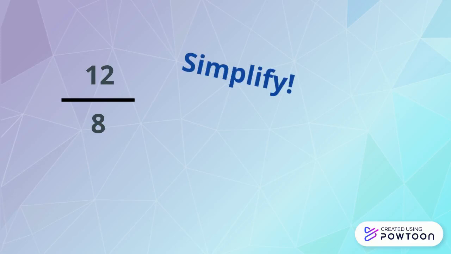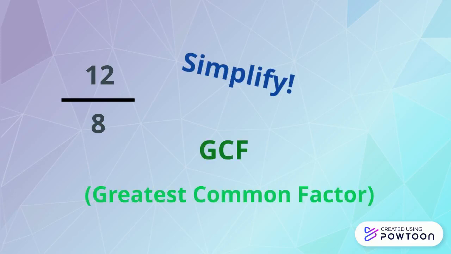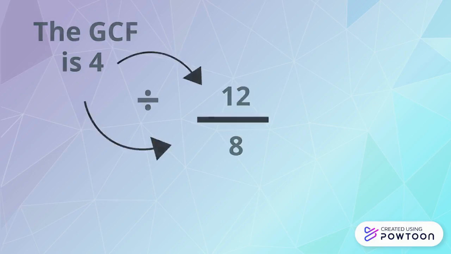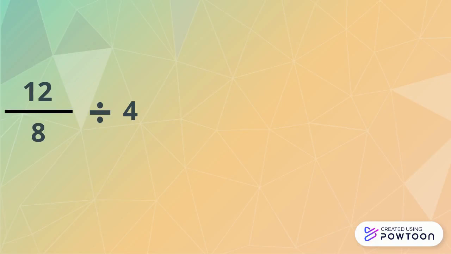First, we need to find the GCF, or the greatest common factor for 12/8. The GCF for this is 4, so we need to divide the numerator and the denominator of 12/8 by 4. Now that we simplified it, it is now 3/2.